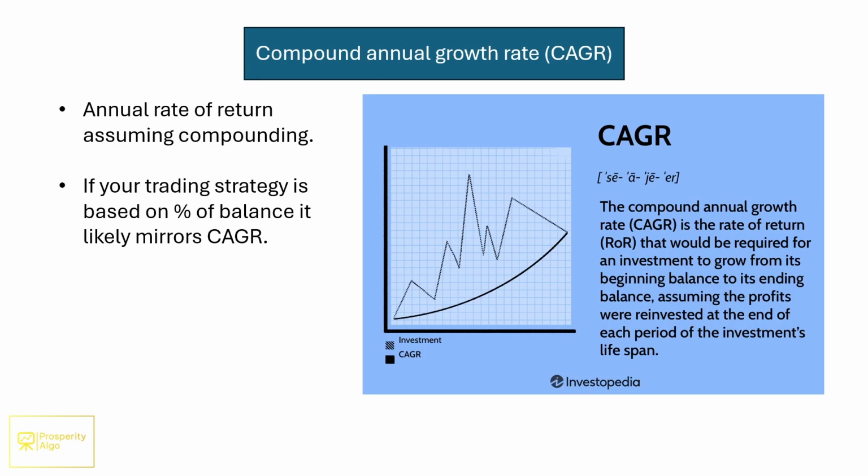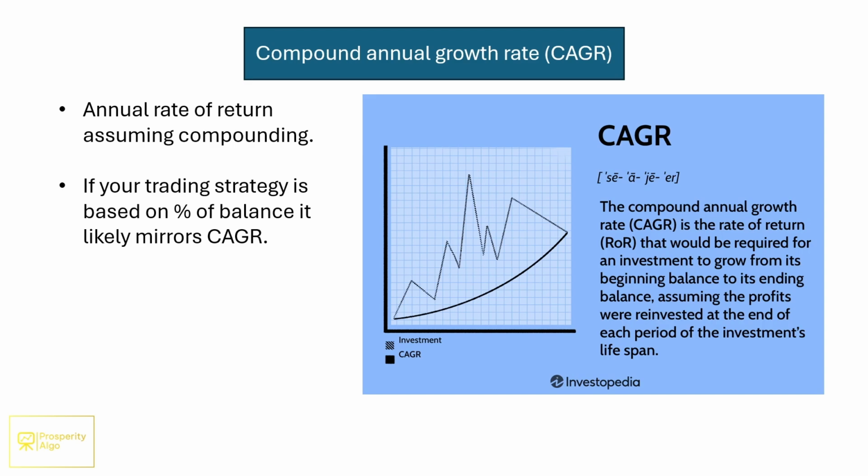So the first metric that we typically look at is your compound annual growth rate. Effectively, this is just your annual rate of return taking into account compounding over the period. And if you're trading a strategy or a system where you're typically trading as a percentage of balance, this would mirror the CAGR quite closely, because if your expert advisor, for instance, is constantly taking a 1% of balance trade, as your balance grows throughout the year, the trade size will grow as well. So this will inherently imply compounding.